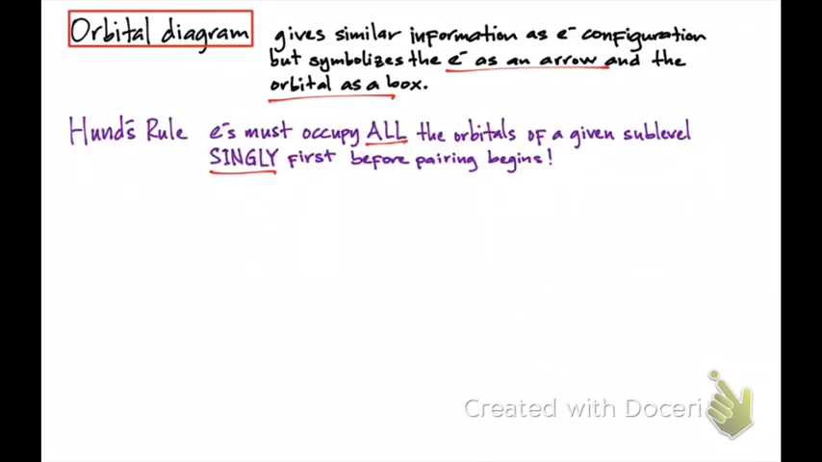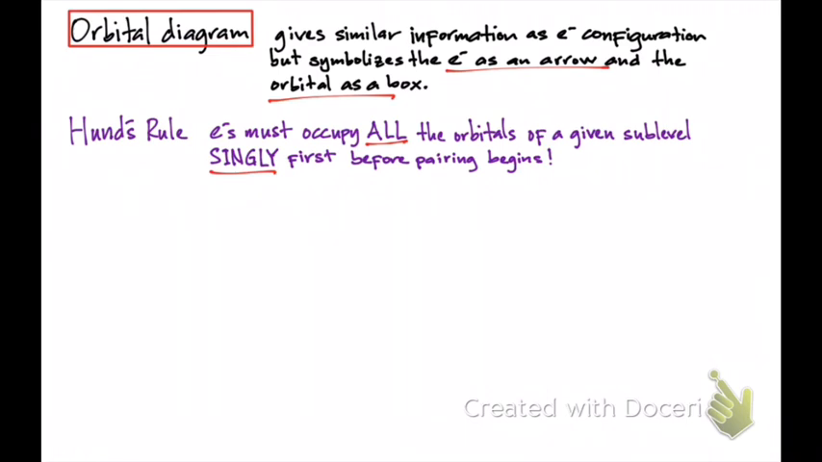So let's look at Hund's rule really quickly. Hund's rule basically states that electrons must occupy all the orbitals of a given sublevel singly first before pairing begins. What that means is that if you have, let's say, a p sublevel, and you know that a p sublevel contains 3 different orbitals. You learned that in the previous lecture. So if you have 3 different p orbitals in a p sublevel, that means you have a px, py, and pz.